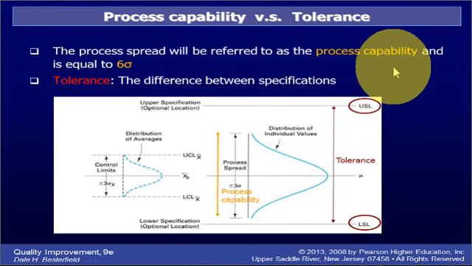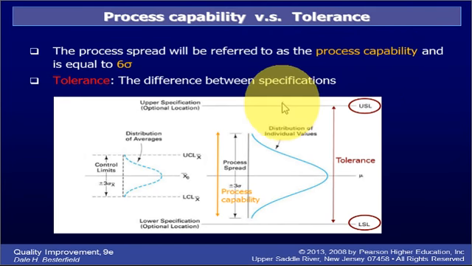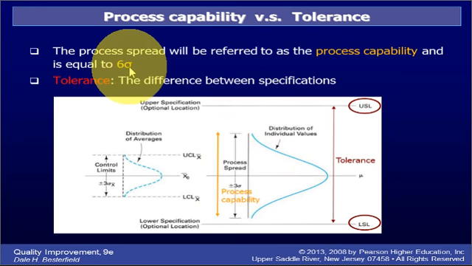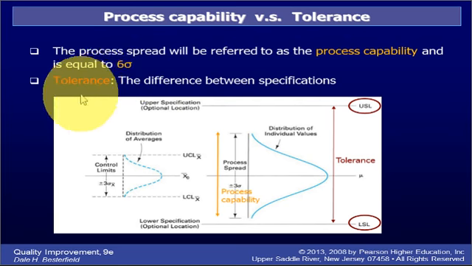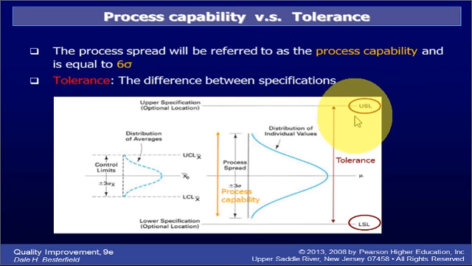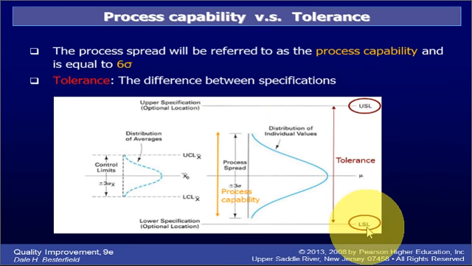The process capability and the tolerance are defined for the individual values. So the process spread, this 6 sigma, will be referred to as the process capability. This sigma is the population standard deviation for the individual values. And the tolerance is defined as the difference between the specifications. So the tolerance is the USL minus the LSL.